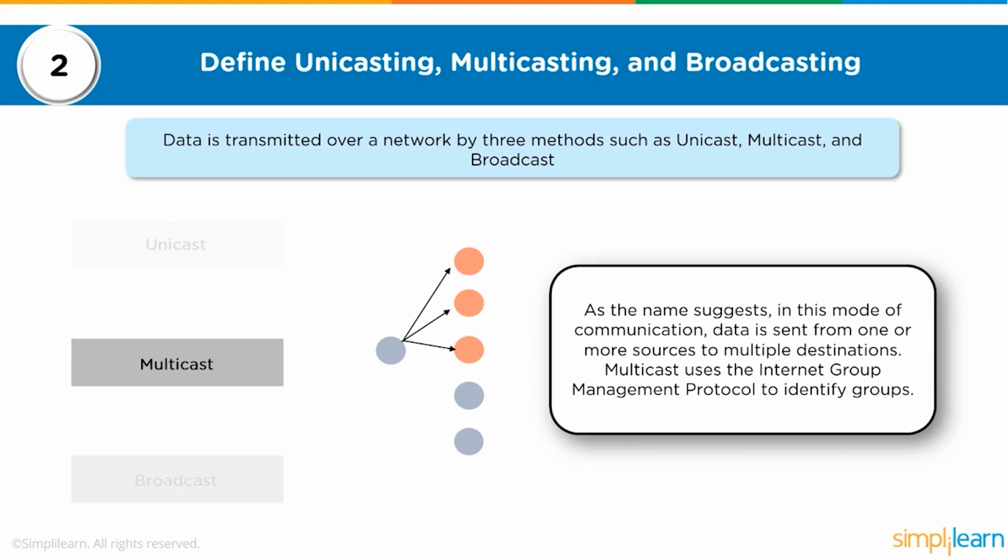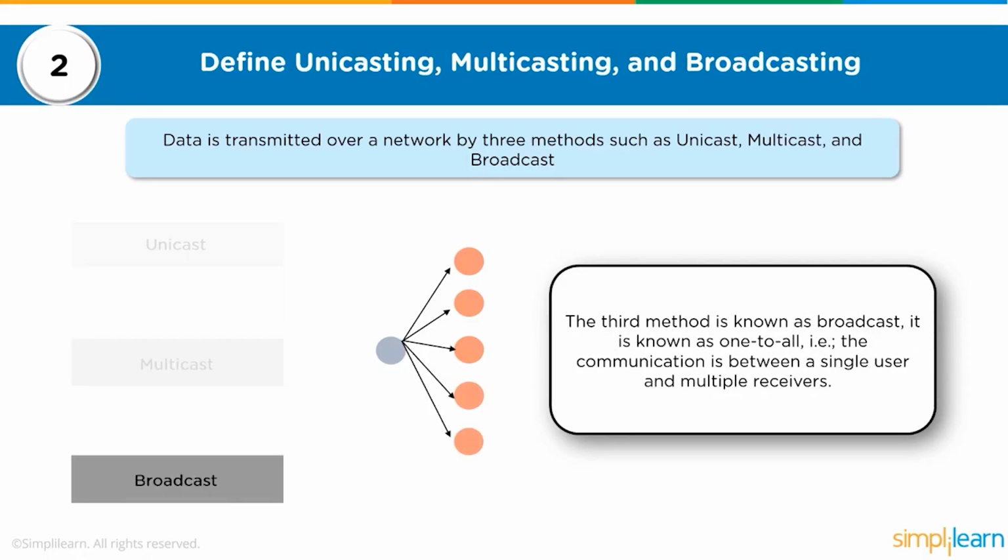As the name suggests, in this mode of communication, data is sent from one or more sources to multiple destinations. Multicast uses the Internet Group Management Protocol, also known as the IGMP protocol, to identify groups. So under this IGMP protocol, various groups are created where machines are subscribed to those particular groups. And whenever a message needs to be sent through those groups, it will be identified by the IGMP protocol, and then that particular message will be sent to those multiple machines that are members of those particular groups.